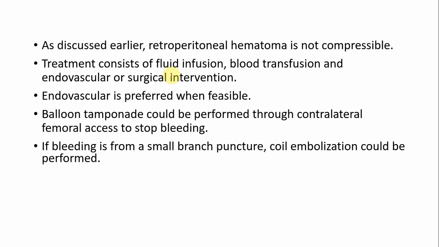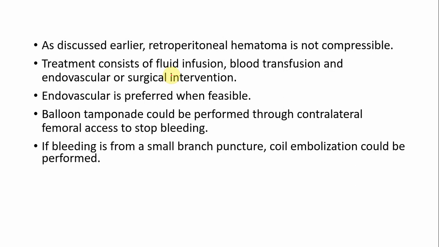As discussed earlier, retroperitoneal hematoma is not compressible because it's higher up in the retroperitoneal space. So these patients need to be aggressively resuscitated with fluids and blood as needed. And if there is a continuous ooze, patients need to be treated with either endovascular or surgical intervention. Endovascular therapy can be a balloon tamponading the bleeding artery, or sometimes coil embolization if smaller branches are involved. Some patients need surgical intervention to stop the bleeding.